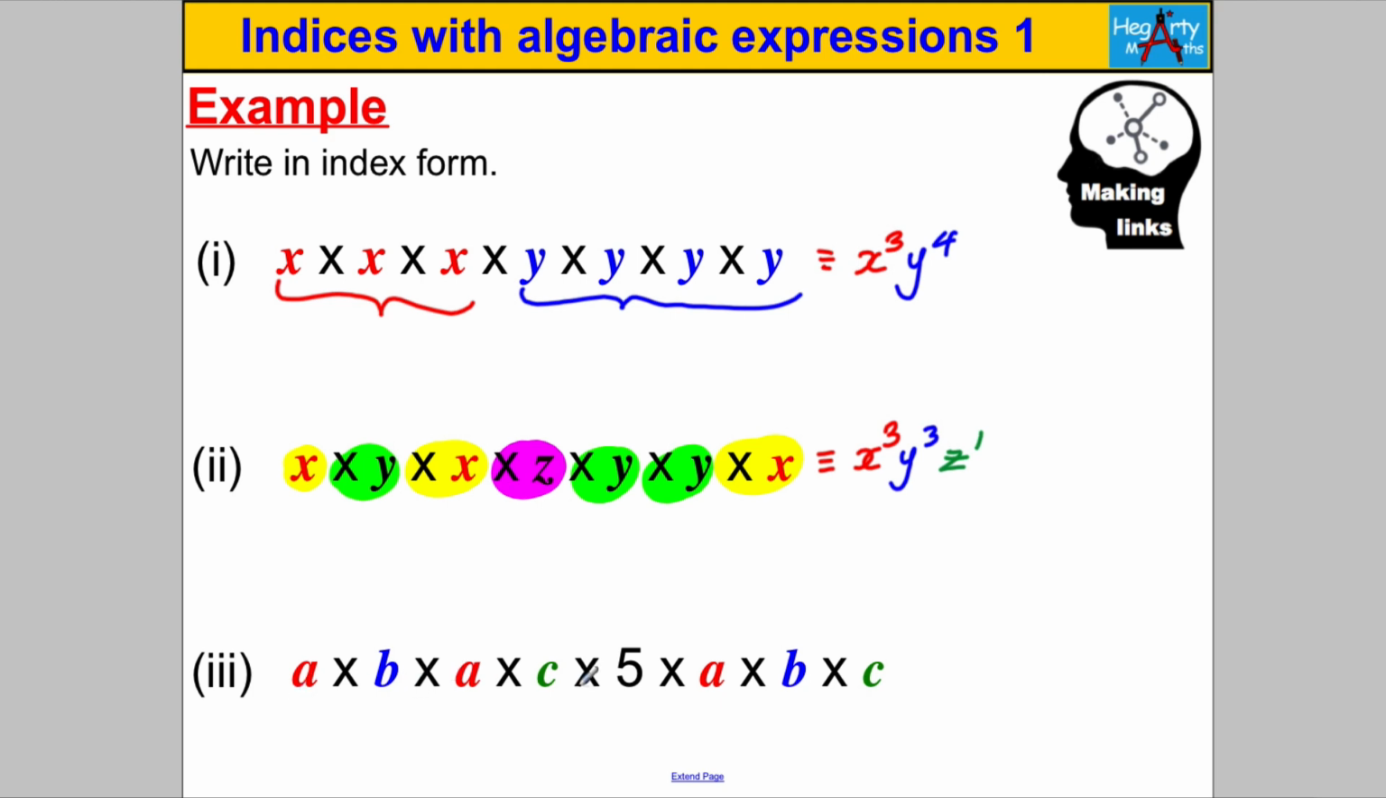Well, we've got a's, b's, c's, and a number. We generally always write the number first. So there's only one number there. Let's write that first, that 5. Now let's go in alphabetical order. We'll go for a's. We've got 1a multiplied by another, which is a squared, multiplied by another, which is a cubed. Done with a's, good. Now let's go for b's. We've got 1b multiplied by another b, which is b squared. So write that in next. What have we got lastly? Well, we've got a c multiplied by another c, which is c squared, which we'll write at the end. And we're done.